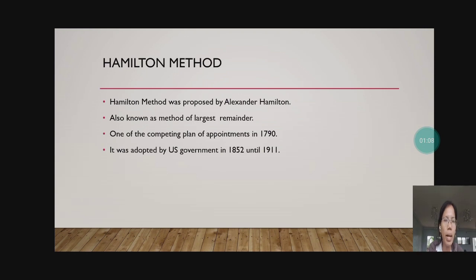The Hamilton method was proposed by Alexander Hamilton. It's also known as the method of the largest remainders. It was one of the competing plans of apportionment in 1790. It was adopted by the U.S. government in 1852 until 1911.